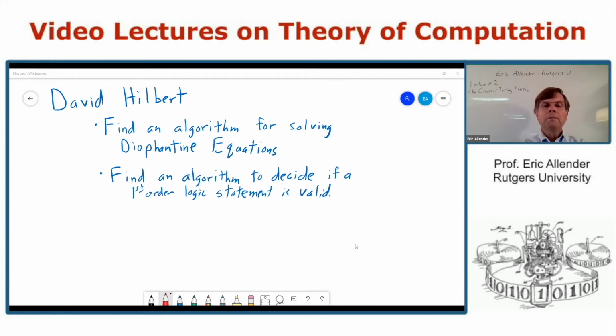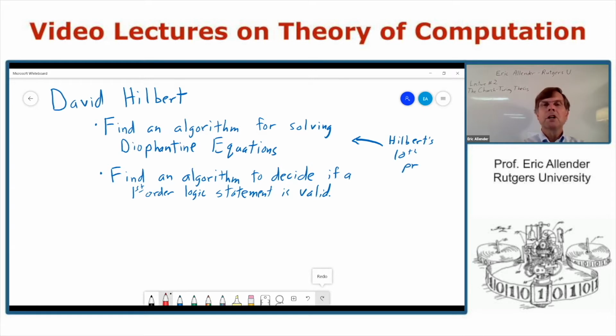And then a while later, he posed another question, very algorithmic in nature. Find an algorithm to decide, given as input a first order logic statement, to figure out if it's valid. And there are variants on this to try to figure out if a formula or a logic statement is true, let's say, for the natural numbers. So these are the questions that largely motivated the work of Church and Turing. And why don't I let you know a little bit more about these problems.